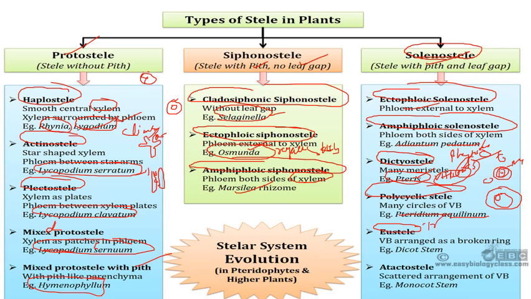Next is eustele. Eustele means true stele. So this is found in higher plants like we have dicot stem, जिसमें vascular bundles arrange होते हैं rings में. The next is atactostele. Atactostele, that is most advanced form of stele that is found in monocot stem, where vascular bundles are scattered. So this is all about this stelar system.